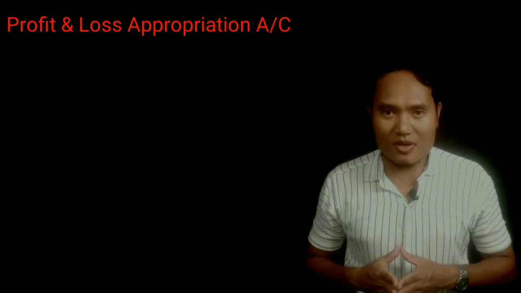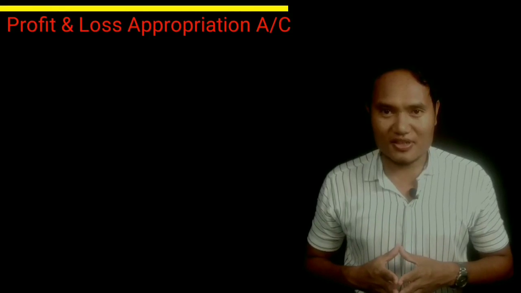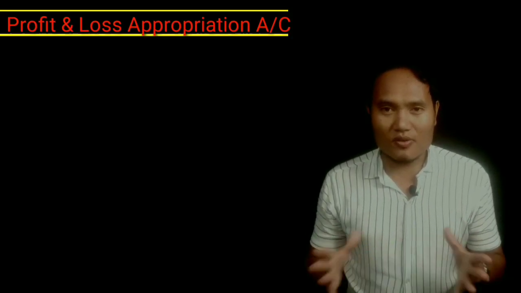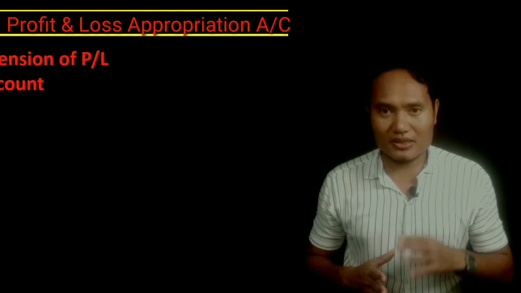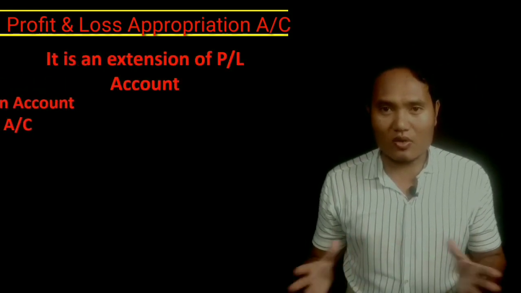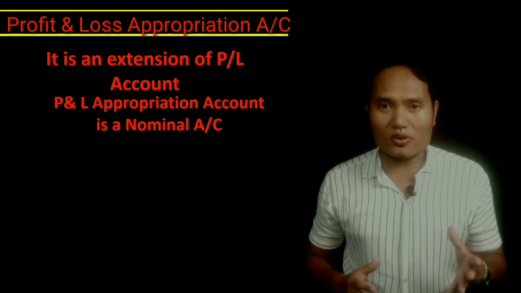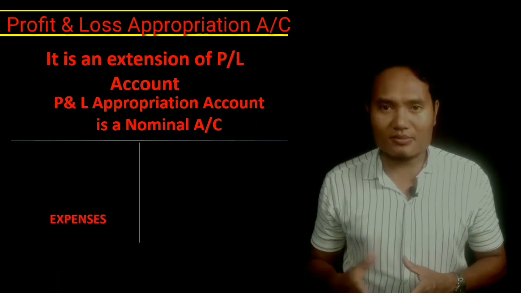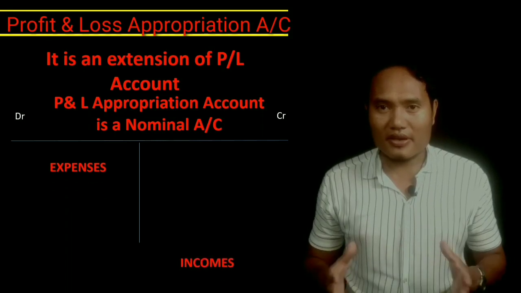Today we will discuss the profit and loss appropriation account, which is an extension of the profit and loss account. The profit and loss appropriation account is a nominal account, and we know that in a nominal account all the expenses are recorded on the debit side and all the incomes are recorded on the credit side.